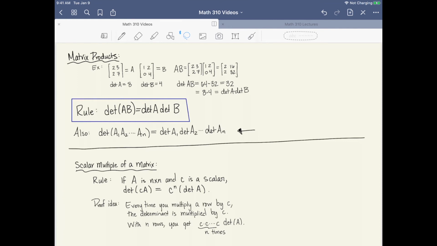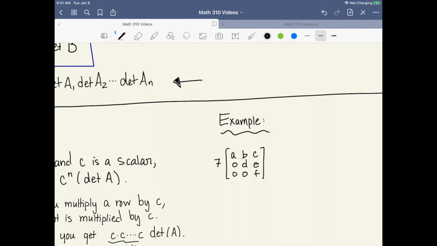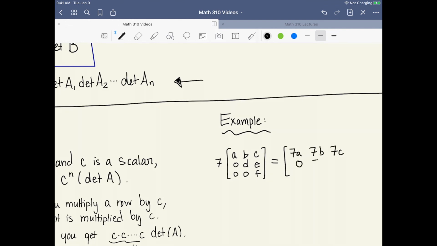Okay, for this little example, we're going to take an upper triangular matrix. And let's look at A, B, C, 0, D, E, 0, 0, F. A, B, C, D, E, F, these can be any numbers. And we're going to multiply this entire matrix by 7. So the way that scalar multiplication for the matrix works is we're going to have 7A, 7B, 7C, 7 times 0, which is 0, 7D, 7E, 0, 0, and 7F.